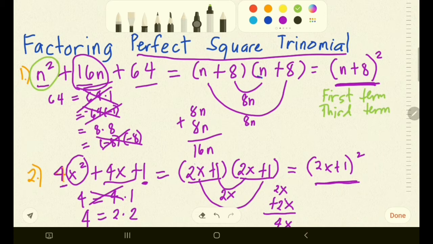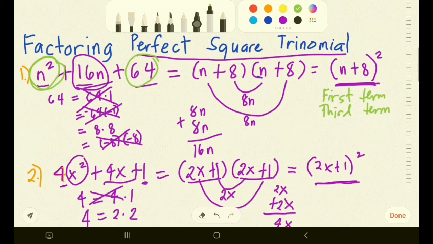Okay, so here n squared, let's check. Very clear, n squared is a perfect square. And then 64 is also a perfect square, which is 8 squared. Okay, it does not stop there. We go on checking whether the trinomial is a perfect square or not.